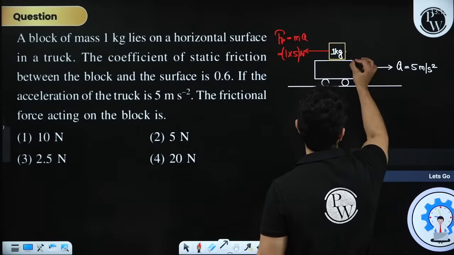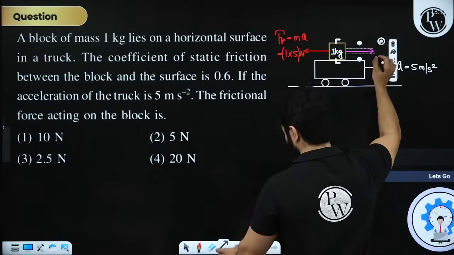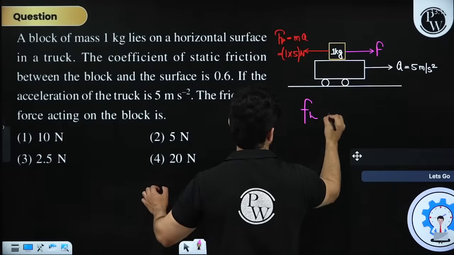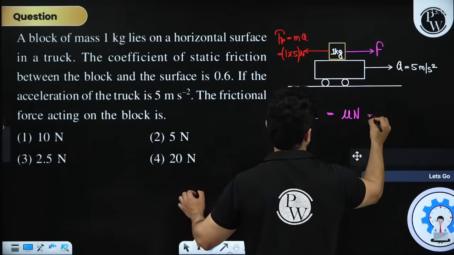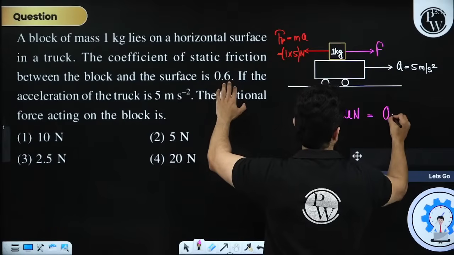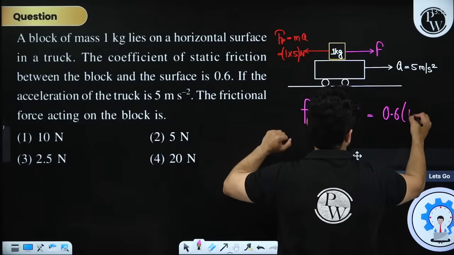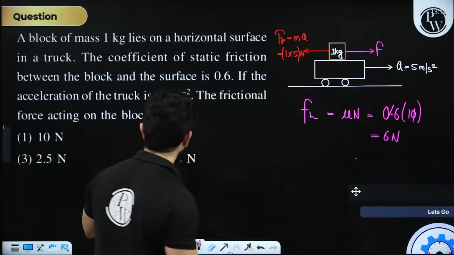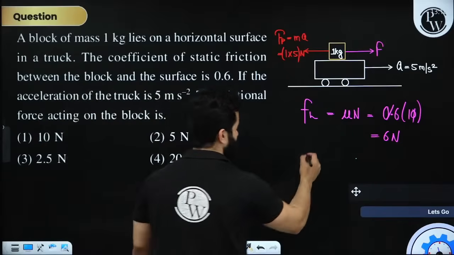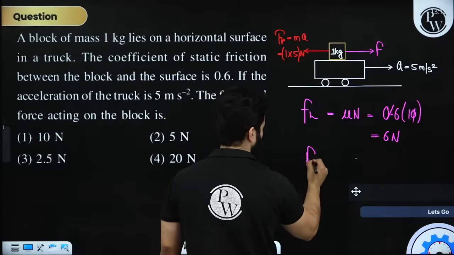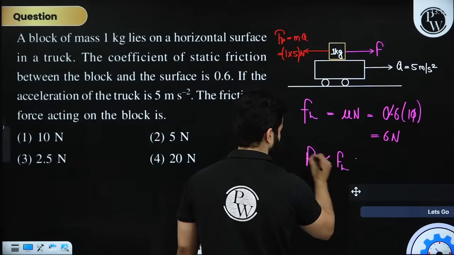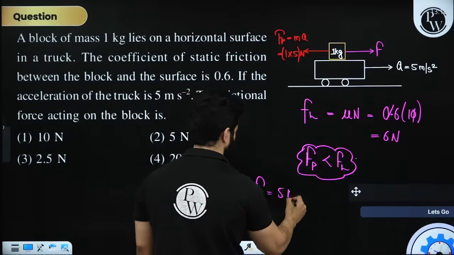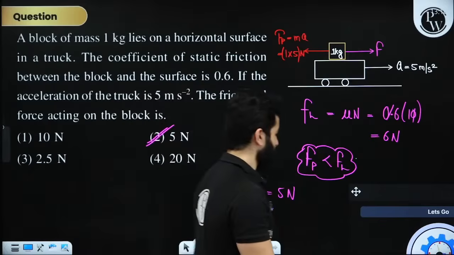And friction will actually resist this force, so the friction force will act in this direction. Now let's find out the limiting value of friction. That will be simply mu times normal reaction. Mu is 0.6 and normal reaction is 10, so the limiting value of friction is 6 Newton. Please note that in the options they have not given 6 Newton, but the required force, that is the pseudo force, is less than the limiting value of friction. So the friction force over here is simply 5 Newton. B is the correct answer.